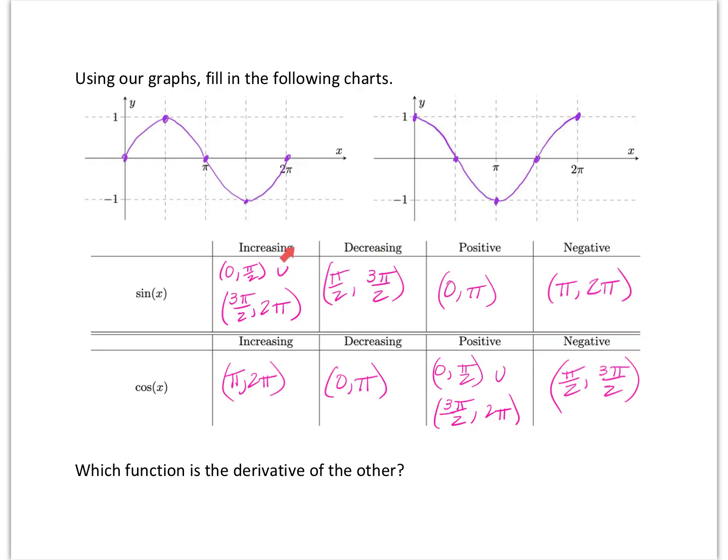Okay, and when the sine is increasing on the interval 0 to pi over 2 and 3 pi over 2 to 2 pi, what is cosine doing in terms of its sign? It is positive. Okay, so when the sine is increasing, cosine is positive, and when the sine is decreasing, cosine is negative. That means that cosine would be the derivative of sine.